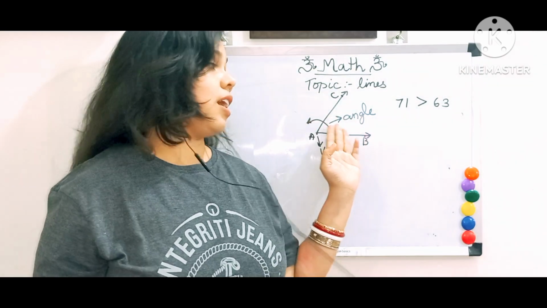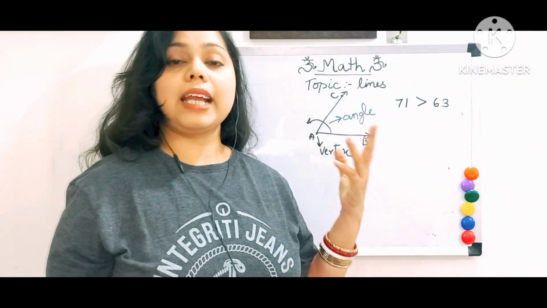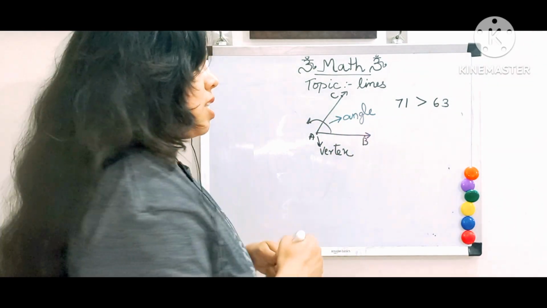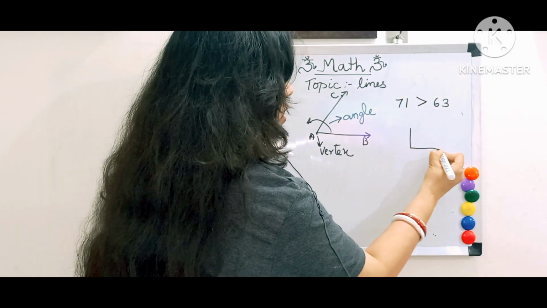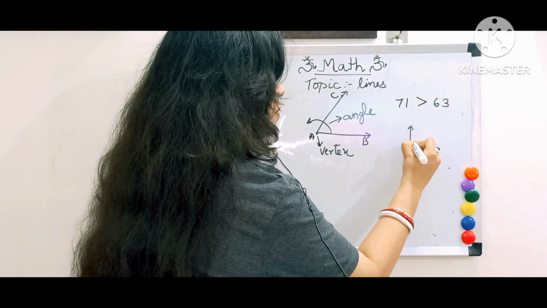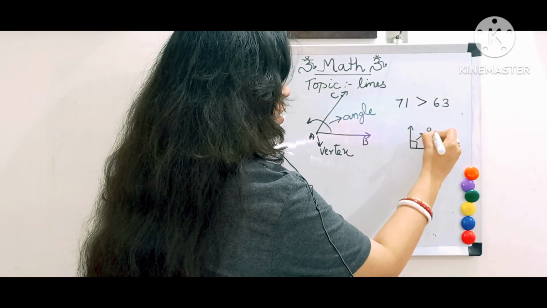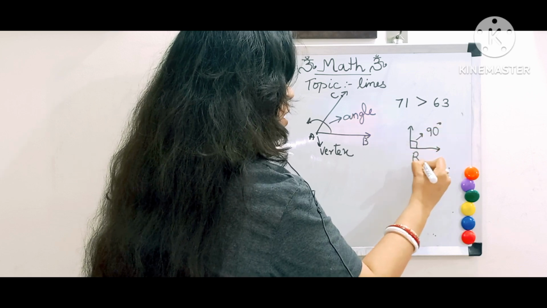Also, there are many types of angles. Right angle, what is a right angle? When it is 90 degrees, it is a right angle. So it is 90 degrees and we call it a right angle.